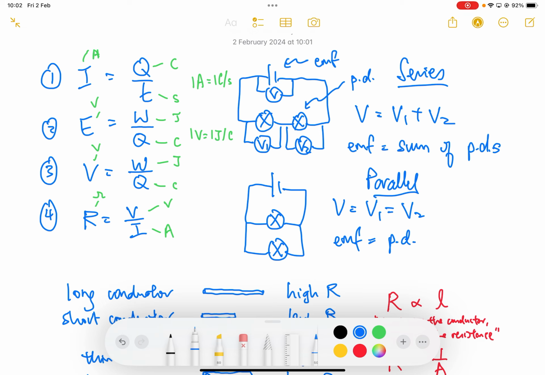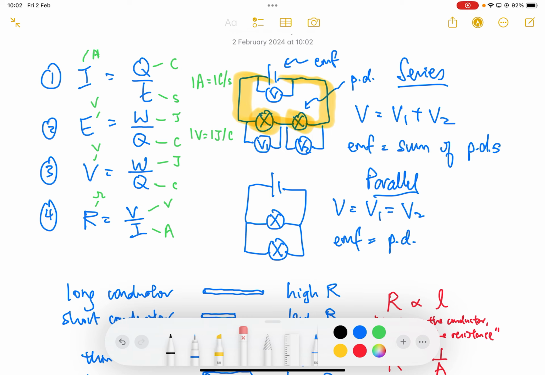EMF is basically the voltage of the power source. It's the work done by the source to drive 1 unit charge around the whole circuit. Then potential difference is the work done to drive 1 unit charge through the component only. Just the component.